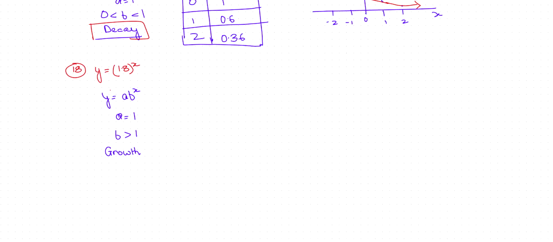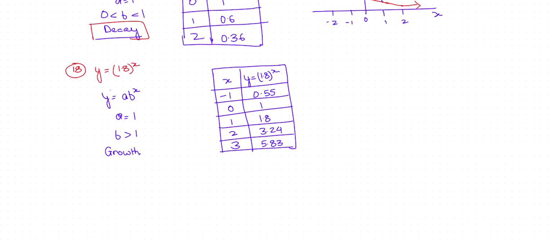Now let's graph this. So we'll make a table. So we see that as it is an exponential growth, with x increasing, y also increases. So let's graph this. This is -1, 0, 1, 2, and 3. I'm just approximately graphing this. So this is 0.55, a point here. Okay, I'll draw it with a different color.